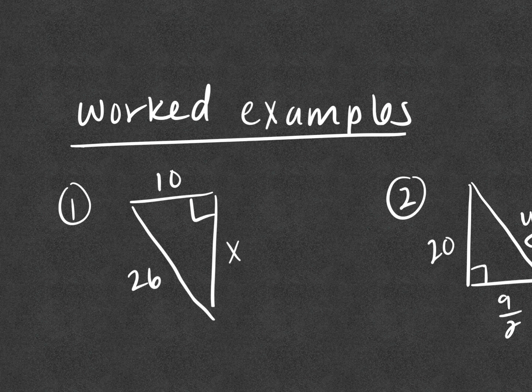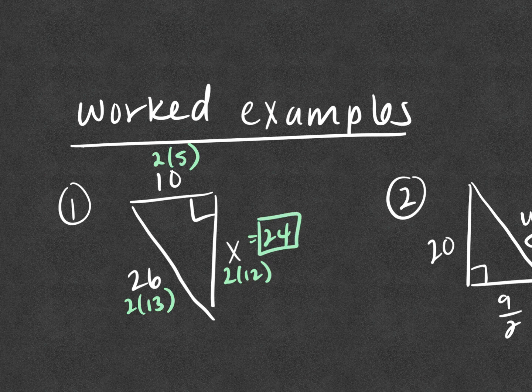So what I'm going to do is factor out a GCF. So the GCF here is 2. So this is 2 times 5. This is 2 times 13. Okay, so some of you might be able to do this without writing anything down, which is awesome. But you don't have to not write stuff down. Okay, so this is a 5, 12, 13 triangle, so x would be 24.